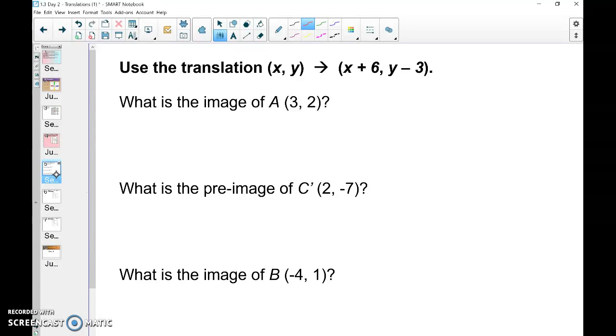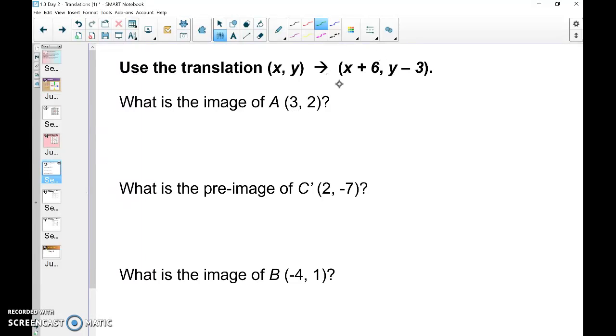Next questions now, we're going to actually use the equation to figure out just from points. So notice there's no graph here. I'm not going to plot the points or anything, but I'm going to use the equation to figure out what the point should go to. Now, what is the image of A, which is 3, 2?